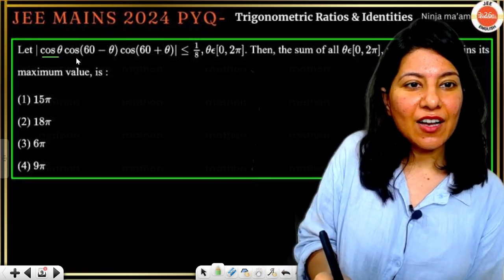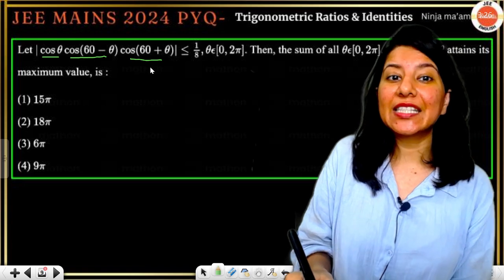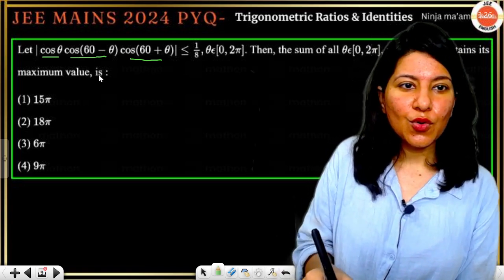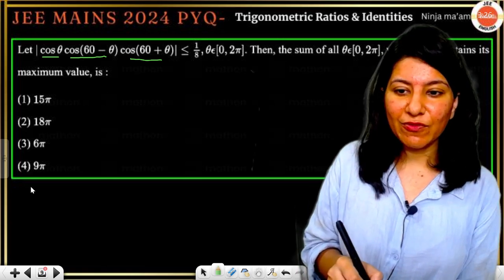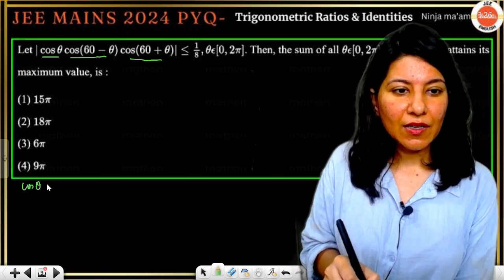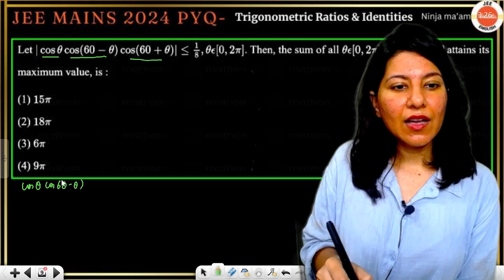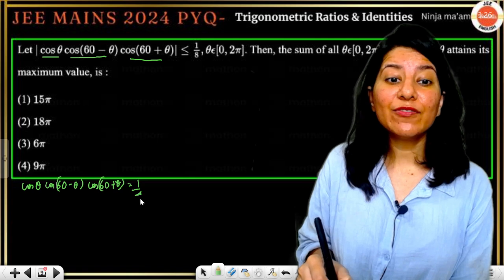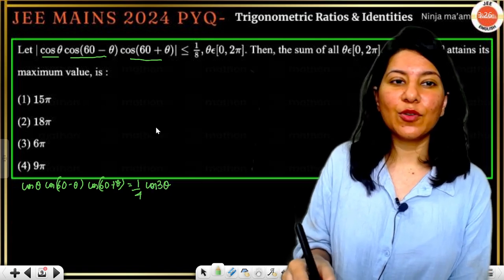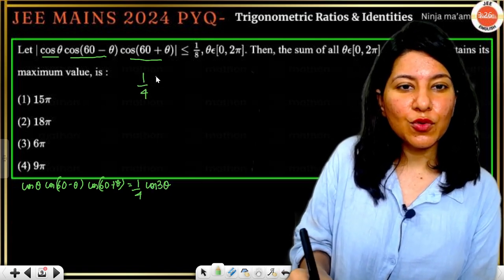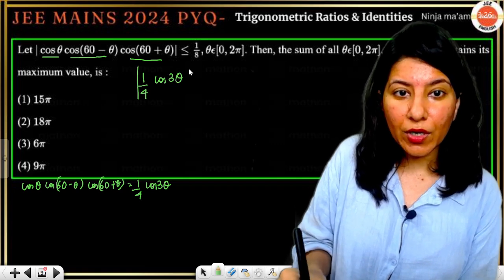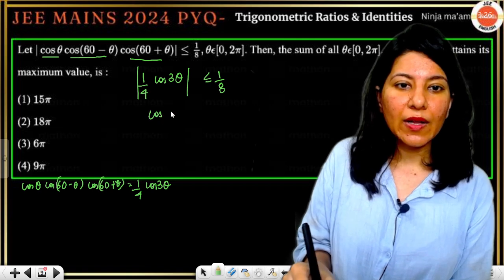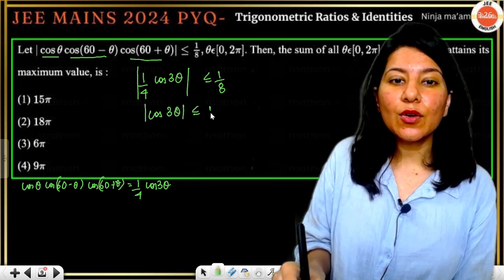Cos theta cos 60 minus theta cos 60 plus theta, mod, is less than or equal to 1 by 8. You know that formula, right? So over here, let me just tell you the formula: cos theta cos 60 minus theta and cos 60 plus theta. Do you remember the formula? 1 by 4 cos 3 theta. Yes, this is the formula. So this is going to be mod of 1 by 4 cos 3 theta less than or equal to 1 by 8. Clearly 1 by 4 and 1 by 8 will get cancelled out, so mod cos 3 theta is less than or equal to 1 by 2.